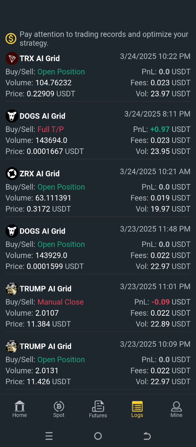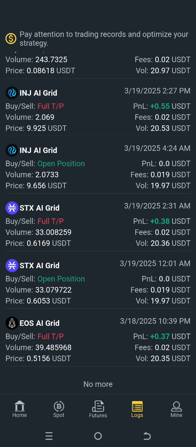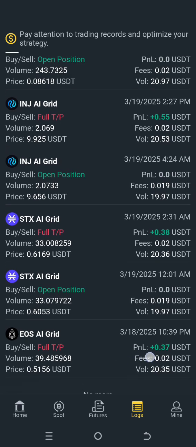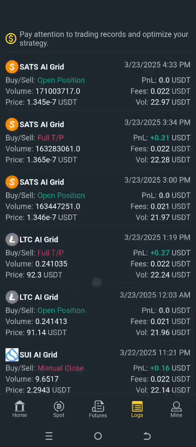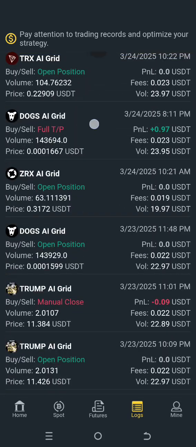The logs here is where you're going to see your trading. Now you can see that I started my trading on the 16th of March 2025. So the first date I bought, that one has been closed. Then here is when it is sold. Then I bought another coin. So this is where you're going to see the logs here. You're going to see when you bought and when it is sold. So that is about the logs.